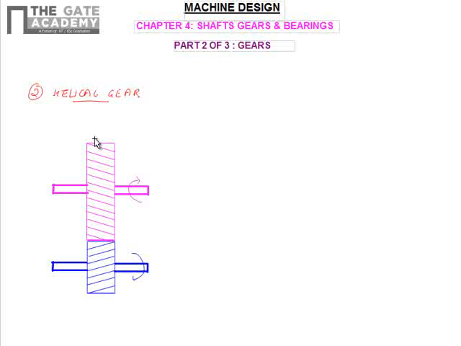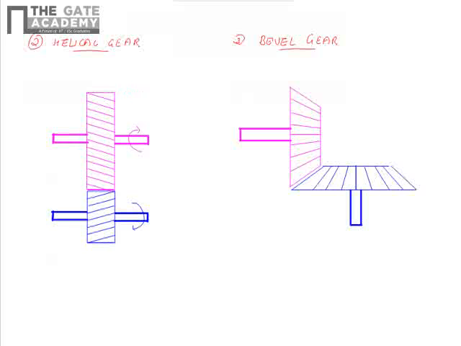Now we will go to the third gear, which is the bevel gear. This figure shows a pair of bevel gears. The bevel gears have the shape of a truncated cone. If you extend it, you can see it will be a cone, and the size of the gear tooth decreases towards the apex of the cone. Bevel gears are normally used for shafts which are at right angles to each other. That is an important point.